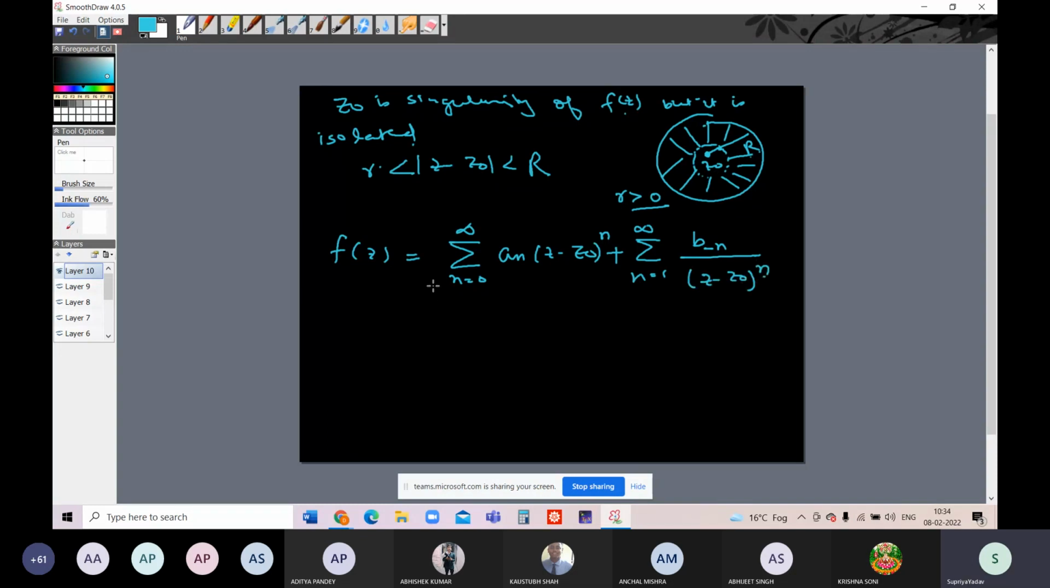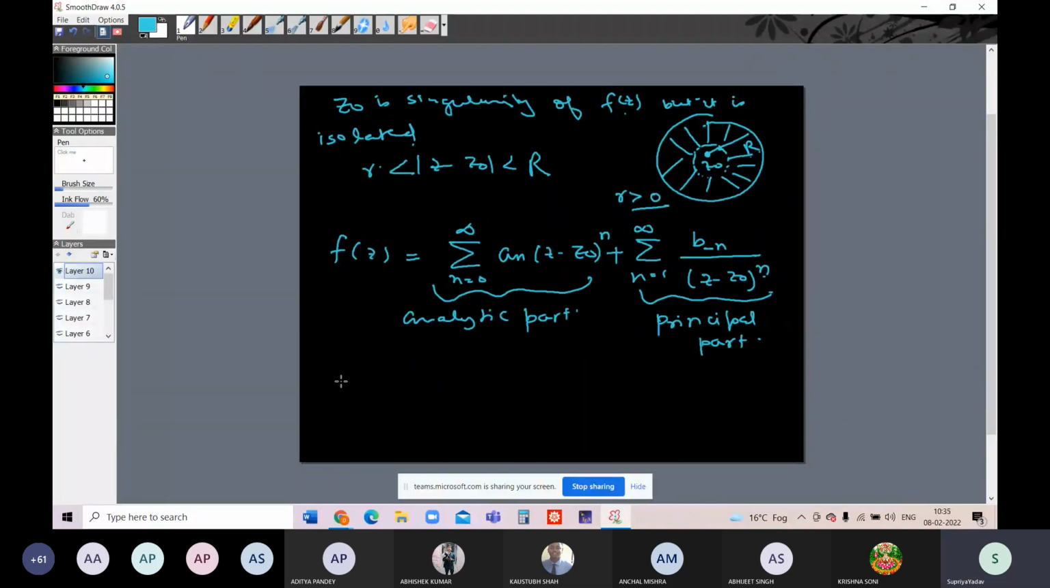So this part of the Laurent series is called the analytic part. This is called the analytic part of the Laurent series, and this part which contains the negative powers of z minus z naught is called the principal part. It is called the principal part of the Laurent series.